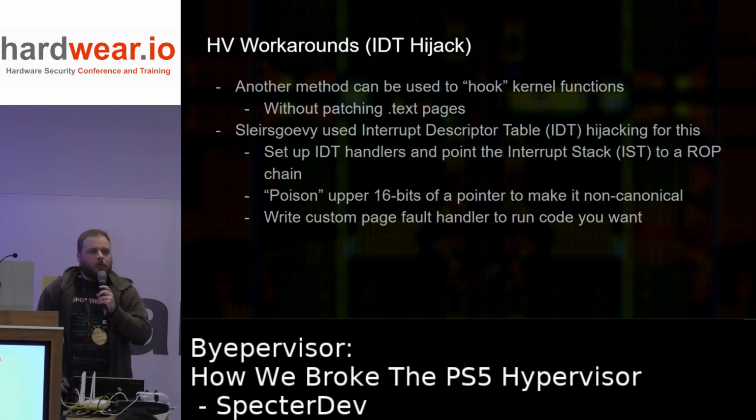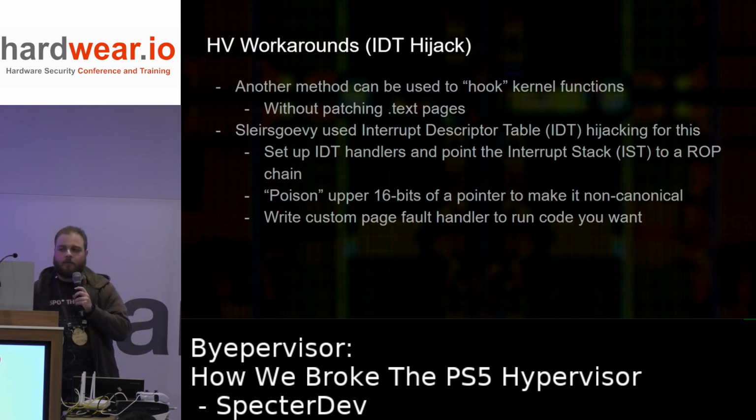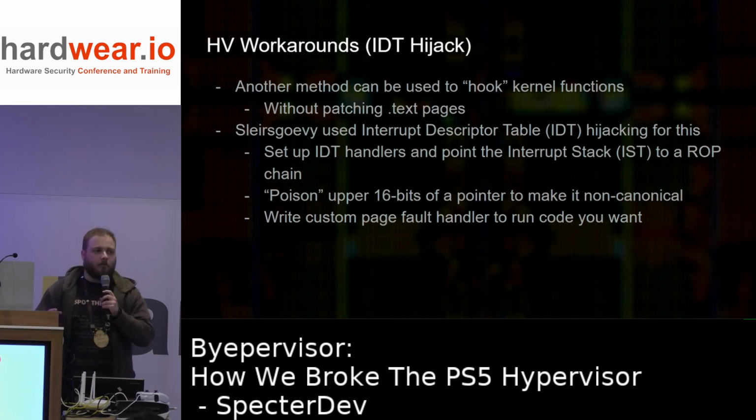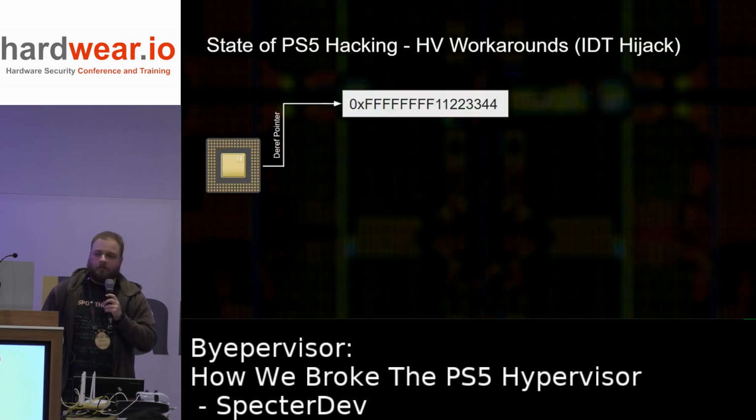Another method that's been used is IDT hijacking. This can be done to do a sort of soft hooking on the kernel. IDT, interrupt descriptor table. The idea here is you can set up your own custom gate entry and then point the interrupt stack to a ROP chain that you control. Then you take a pointer that is dereferenced by the code whose control flow you want to modify and poison it. You change the upper 16 bits to some garbage to make it non-canonical. And then when that faults, it will follow your fault handler, and you can hook that way.